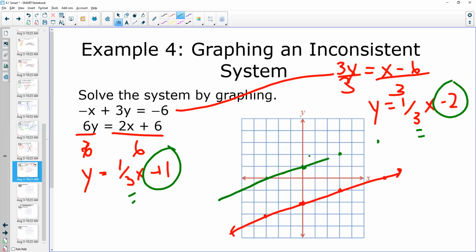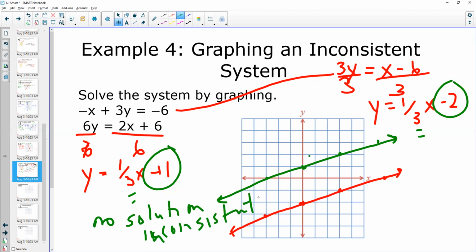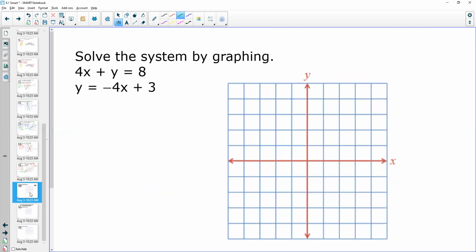What this system is, is inconsistent. These are parallel lines. So there is no solution here, and that is what you need to tell me. No solution. Inconsistent. Okay, you need to tell me that you know what's happening here. That's part of your job. All right, let's try another.